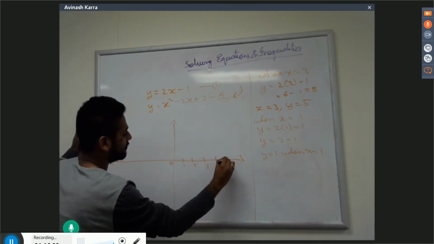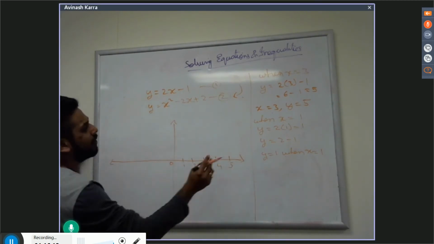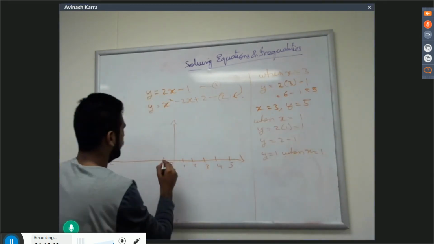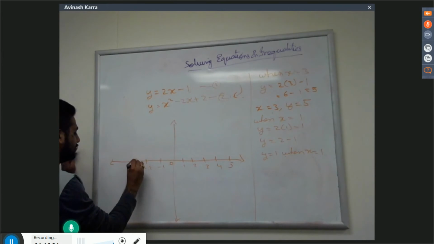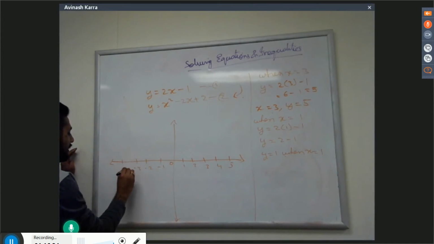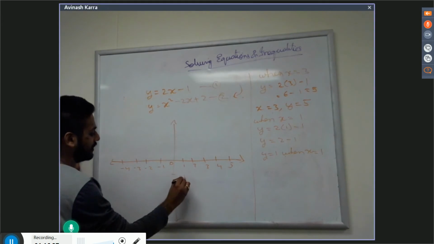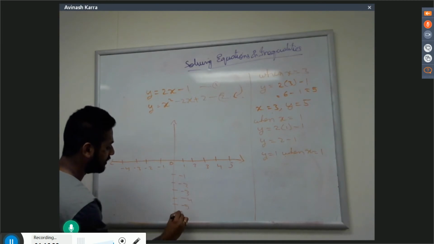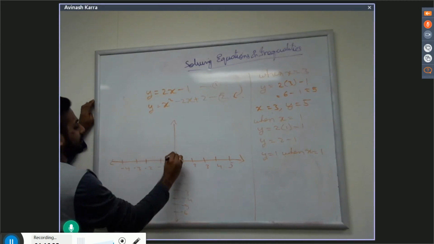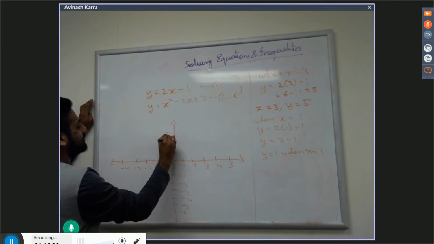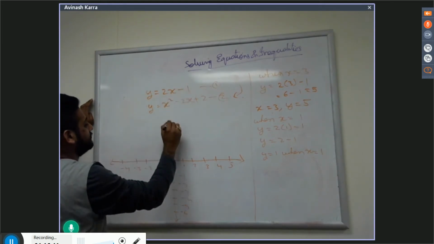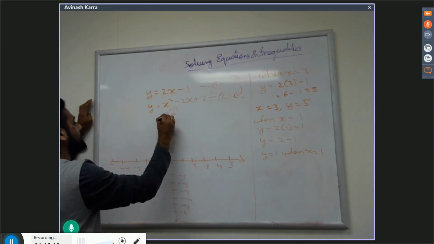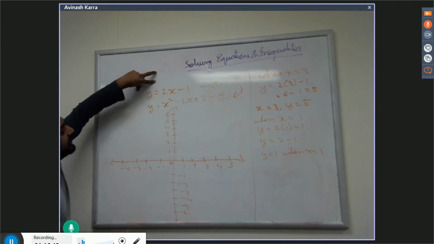Three, 4, 5, somewhere. What are the values here? Y is equal to 5, x equal to 3, x equal to 3, y equal to 1. Minus 1, minus 2, minus 3, minus 4, negative 1, negative 2, negative 3, negative 4, negative 5, negative 6. Positive 1, positive 2, positive 3, positive 4, positive 5, positive 6.